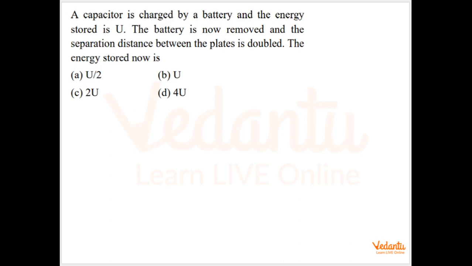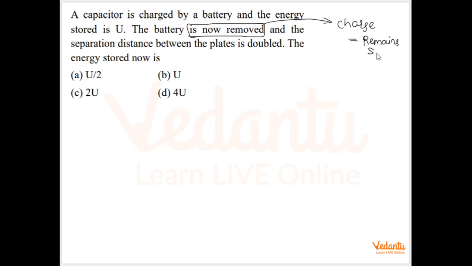In this question, beta, a battery is connected first and the energy stored in the capacitor is U. The battery is now removed and the separation between the plates is doubled. We have to find out the energy stored in the capacitor. Beta, understand that when you remove the battery and then do something with the capacitor, the charge on the capacitor remains the same.